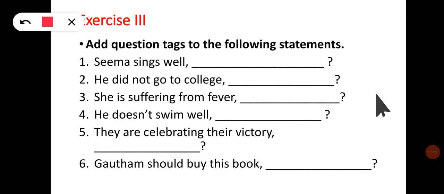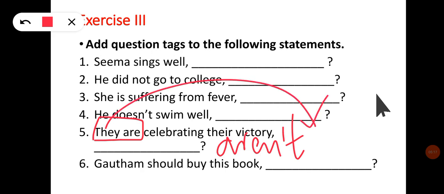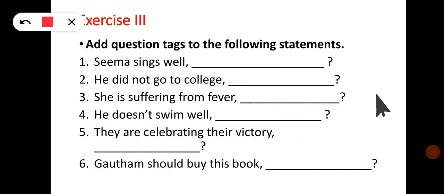They are celebrating their victory. They is the subject, are is the helping verb. You only have to consider the subject and helping verb. So you have to change are into negative, so that becomes aren't. Okay. So the subject you can write as it is. They becomes they. Aren't they is the answer for this. Okay. Next one.